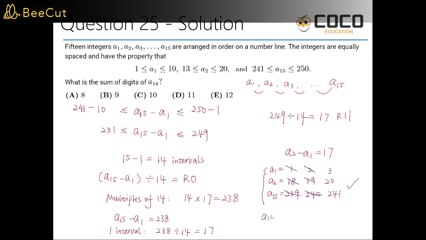The last one, A14. So A14 is A15 minus the interval. The interval is 17. That gives us 224. So we want to find the sum of digits? 2 plus 2 plus 4 equals 8. So we choose option A.